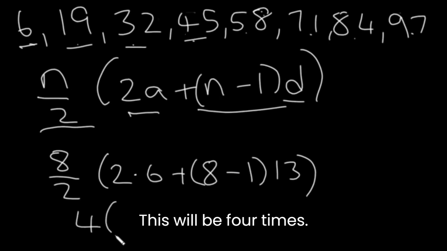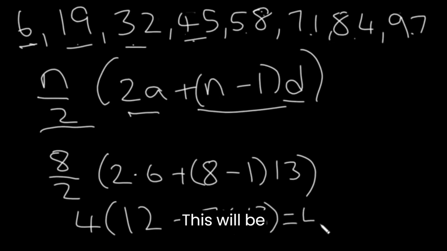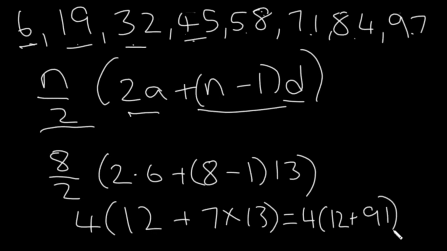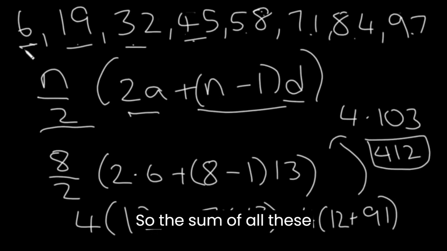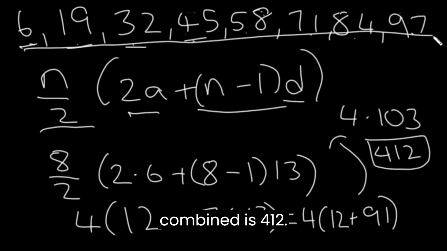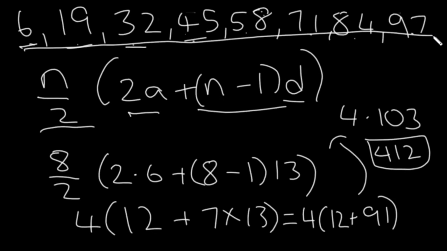This will be 4 times 12 plus 7 times 13. This will be 4 times 12 plus 91. This will be 4 times 103. This will be 412. So the sum of all of these combined is 412. Using the formula is much faster than doing this by hand by adding each of these together.